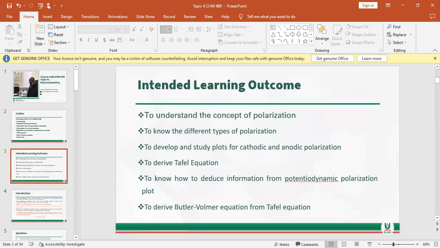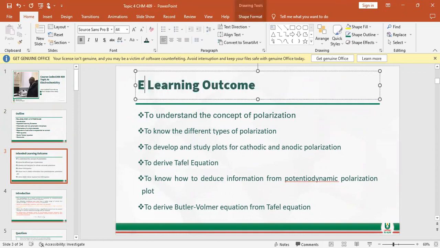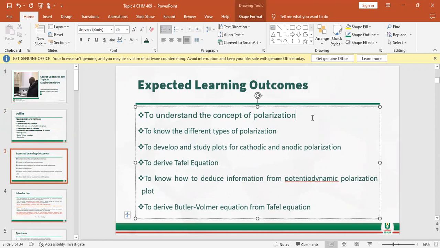Before we conclude this lecture, our expected learning outcomes shall include a good understanding of polarization. I stated earlier that polarization arises when you pass a voltage, you pass a current over an electrode. Some electrodes will lead to a significant change in voltage, while some will not change. And that's where you have polarizable and non-polarizable interface. It's based on the response of the electrode system to applied current.